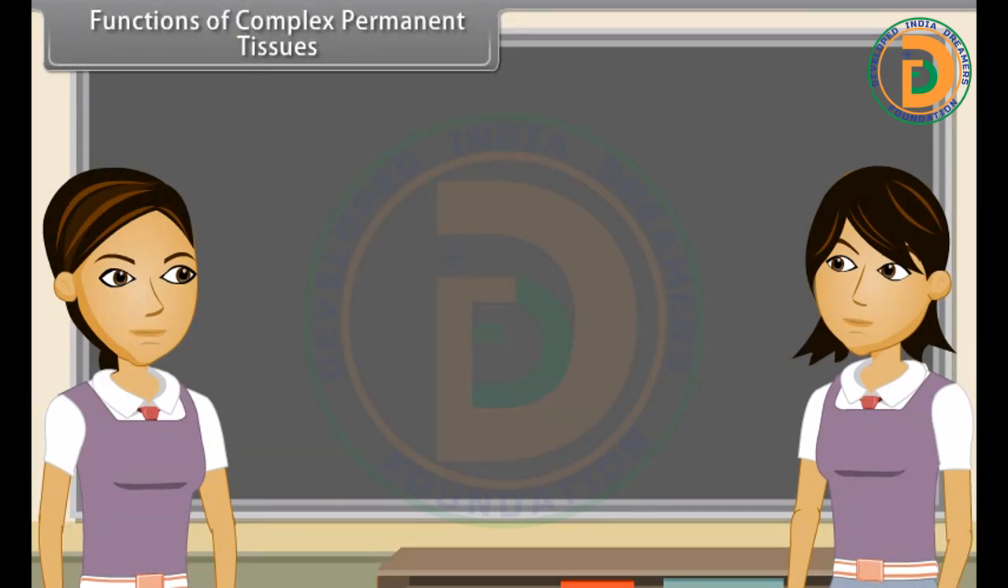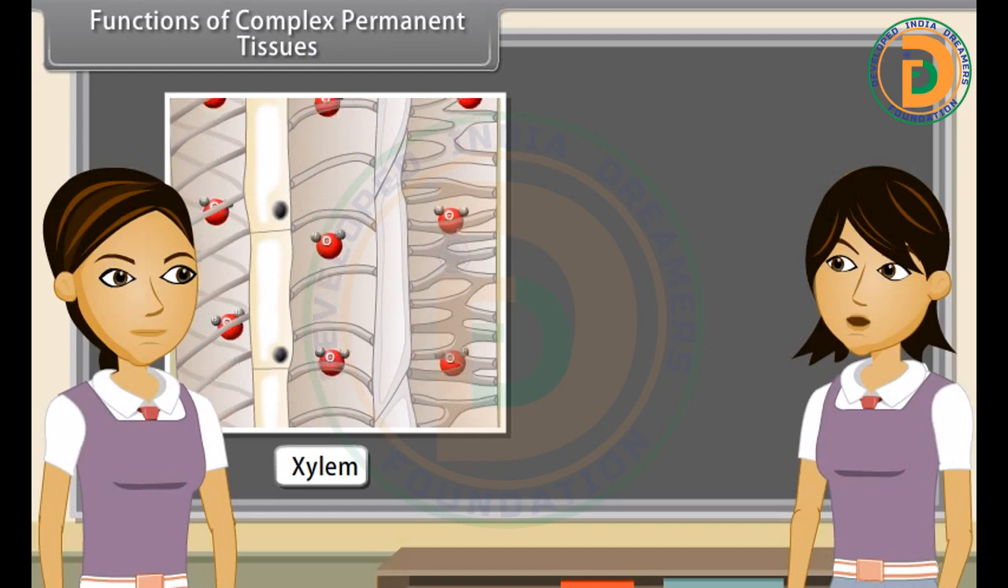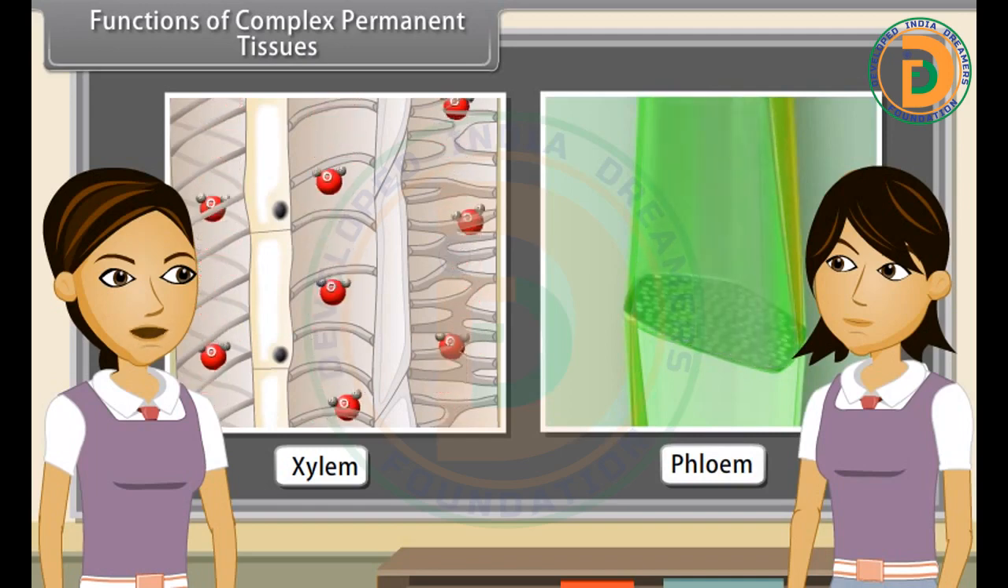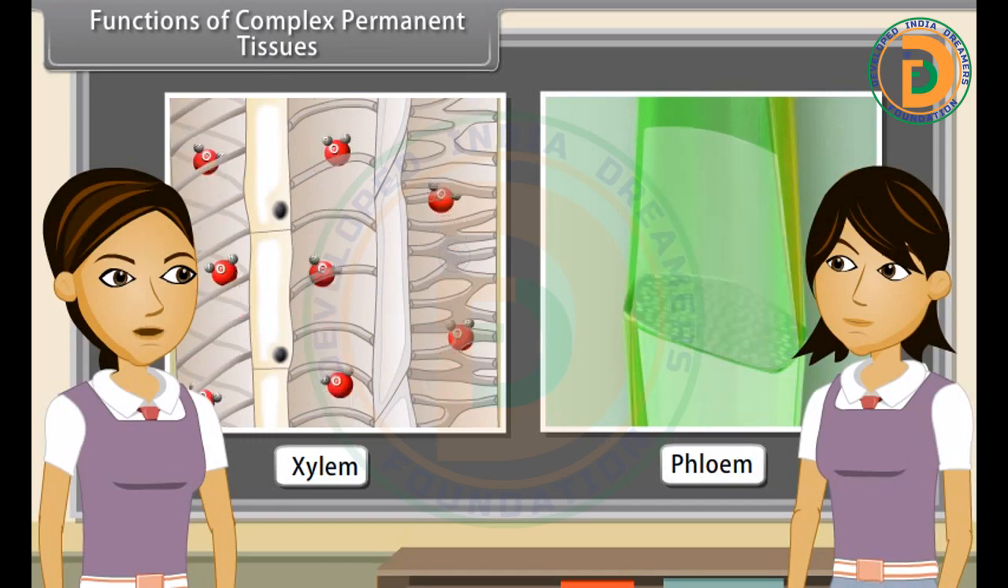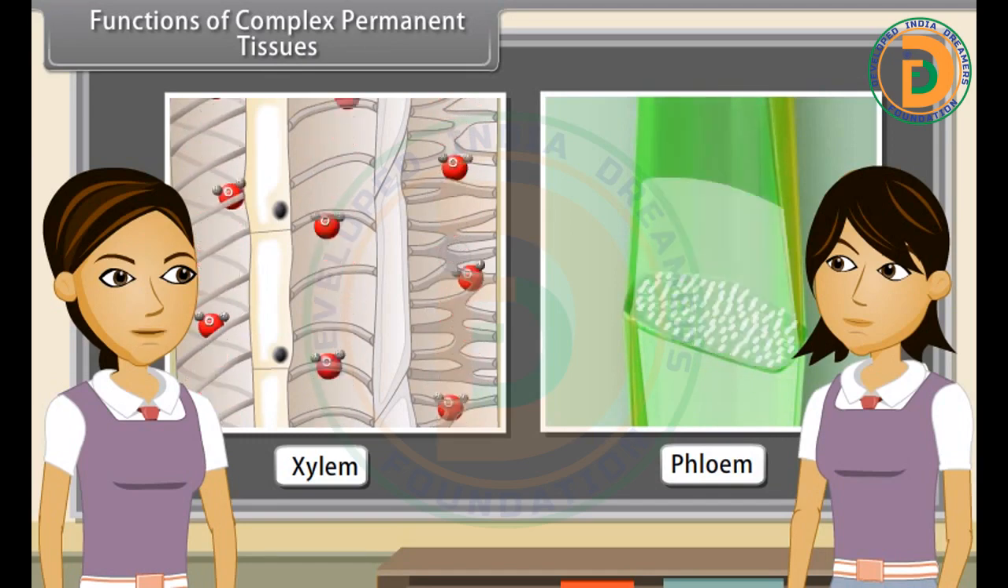Functions of complex permanent tissues. The main function of xylem is to carry water and mineral salts upwards from root to different parts of shoots. Phloem transports photosynthetically prepared food materials from the leaves to storage organs, and later from storage organs to the growing regions of the plant body.